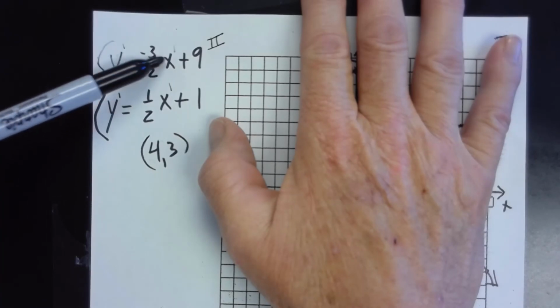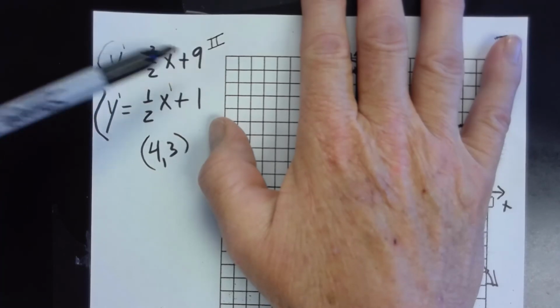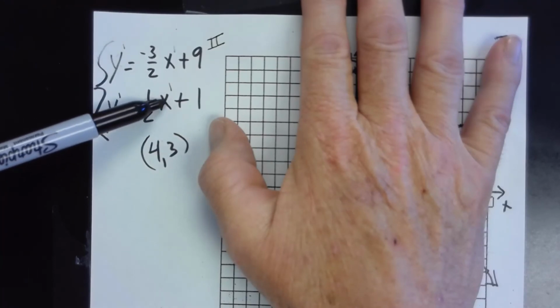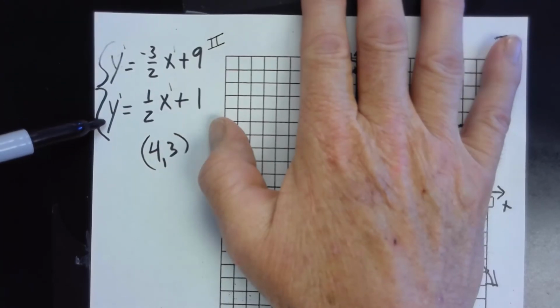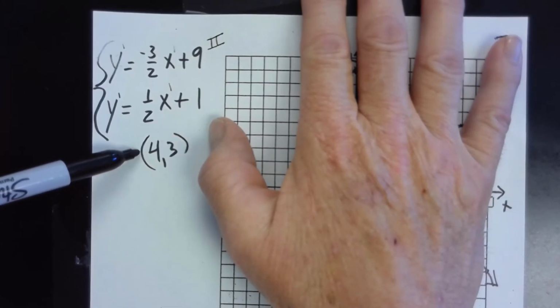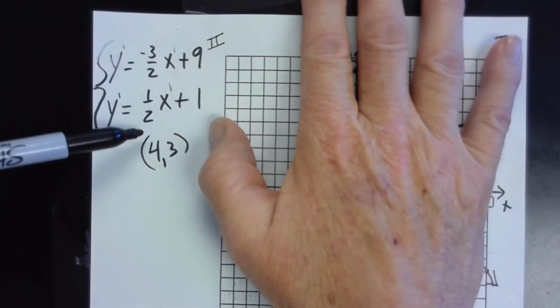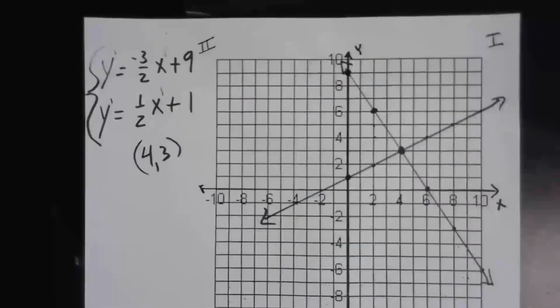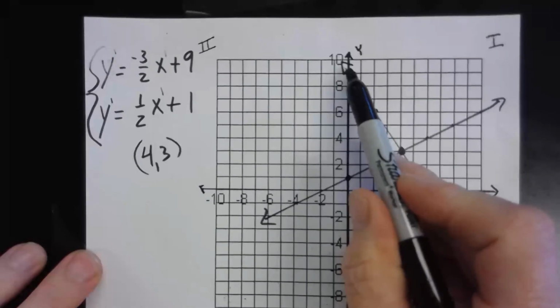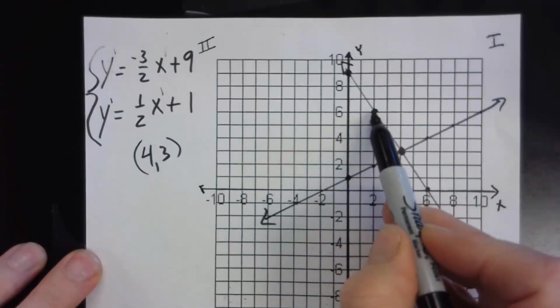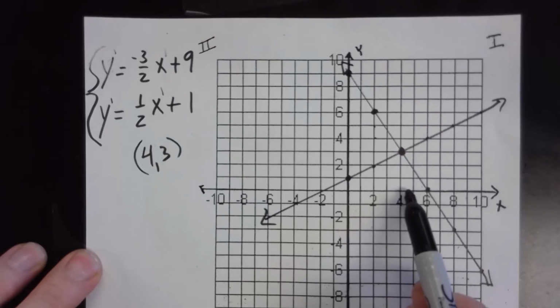Negative 3/2 times 4 plus 9 is 3. 1/2 times 4 plus 1 is 3. This is the only ordered pair that will satisfy both of these equations. And how did I find it? By graphing. I solved this system of equations not by substitution, not by elimination, but by graphing. Y-intercept's 9, down 3 over 2, down 3 over 2. Is this making your brain hurt because you haven't thought about it since last year? We're going to do more of it, down 3 over 2.